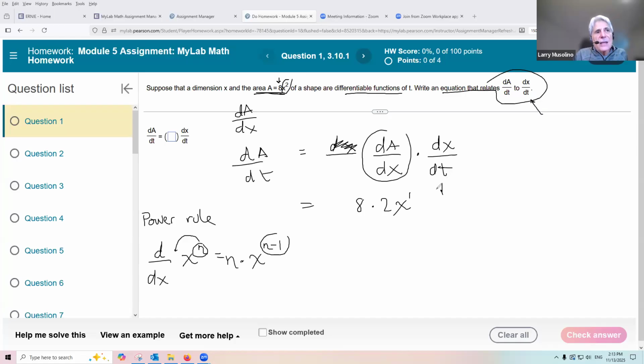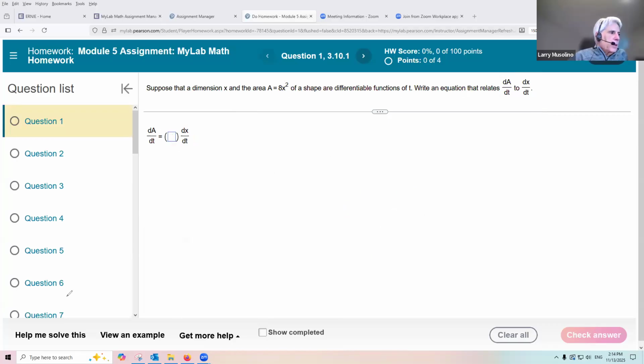As for dx/dt, they didn't give us an expression for x here, so we really can't work out dx/dt. We're just going to bring it down with us. And I'm noticing in the answer, they left dx/dt intact here. So they're really asking us to put in the answer box what's in front of dx/dt, which for us, of course, is just 16x. So the answer here is going to be 16x for the answer box.